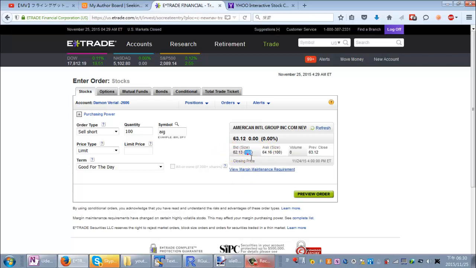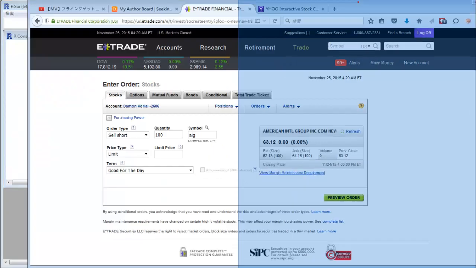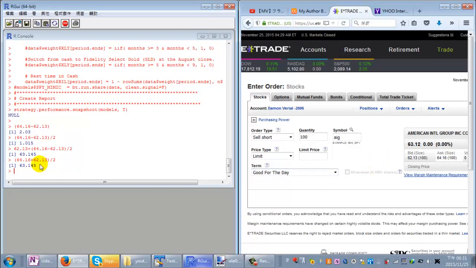Now, you see 100 here and 100 here. That means the number of people who are bidding on it, and it just happens to be exactly equal. So there's 100 people who say they want to sell AIG at 64 bucks, and 100 people who say they want to buy it at 62 bucks. Now, I'm going to tell you the easiest way to get any trade filled at a decent price is simply to take the average of these two. And the easiest way to do that is just add them. So I've done this already.